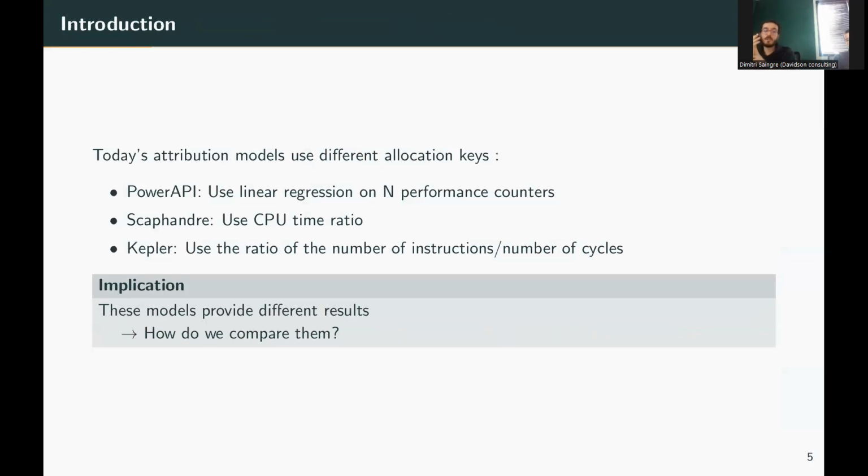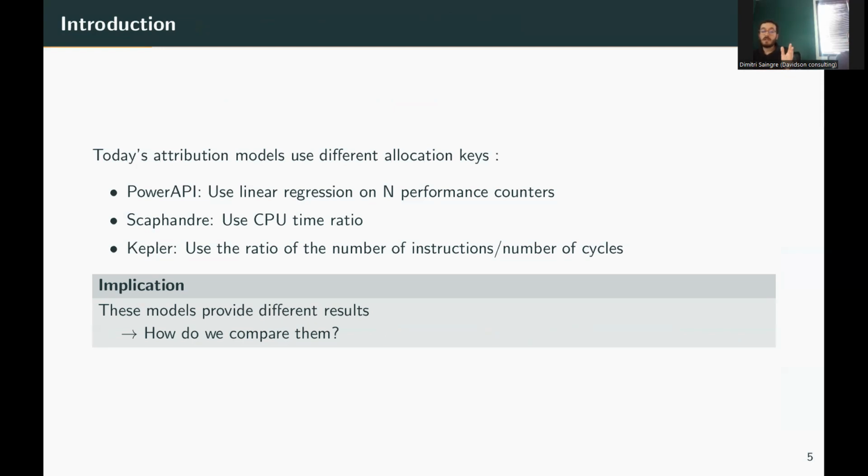So there are three main technologies in the state of the art. PowerPI, developed by INRIA, uses a linear regression and performance counters. Scaphandre is an open source project, and Kepler is developed by Red Hat and mostly focused on Kubernetes. Scaphandre and Kepler basically use CPU time ratio.